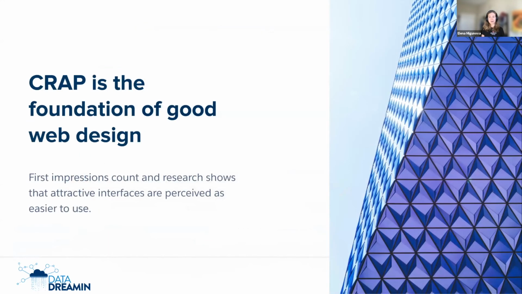All right, now let's talk about CRAP. Well, CRAP is actually, I'm not cursing here. CRAP is an acronym for the key visual design principles. It's really important after figuring out all this layout and interactions to keep in mind the beauty part, right? First impressions do count, and the research shows that the experiences that look pretty are perceived as easier to use and more professional. So let's get this CRAP done.